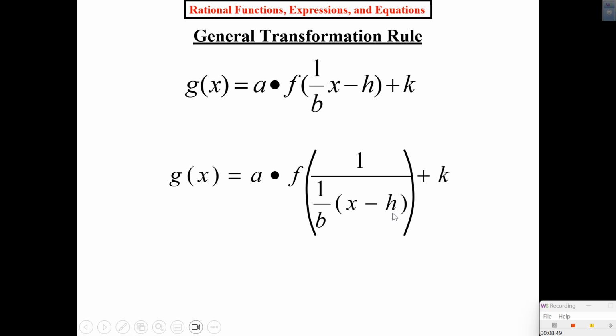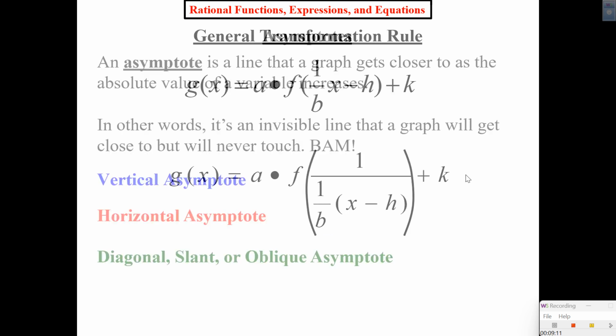And what does h do to the entire function, everyone, aside from the asymptote? It moves it from what? Left or right? How about k? Up and down. How about a? Stretch or compress, yes. And b, same thing, stretch or compress horizontally.